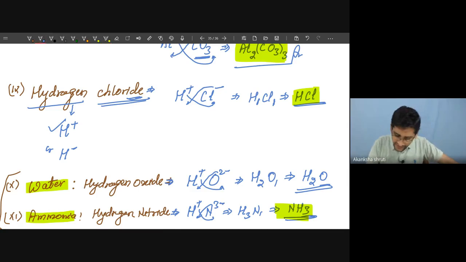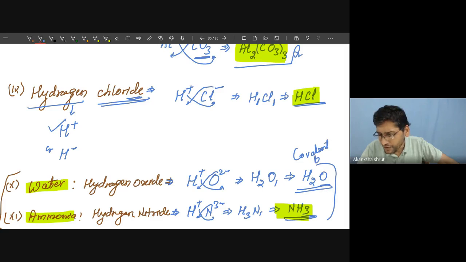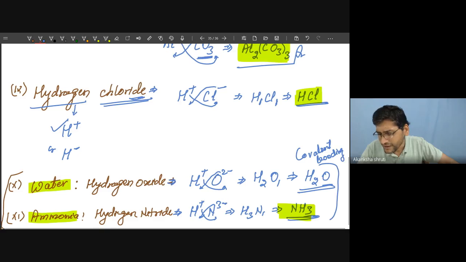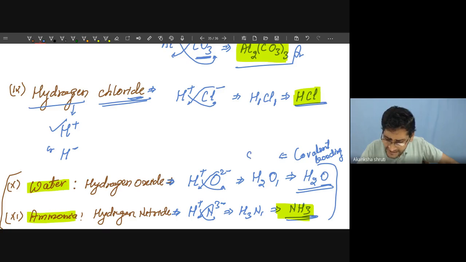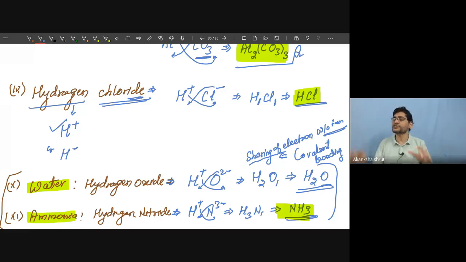The thing is that these are formed by sharing. It is covalent bond basically. Covalent bonding. What is this covalent bonding? There is no ion, rather there is sharing of electrons without ion. So here ions are not formed. But for your understanding, this thing can also be understood in terms of ions. It also gives the same result. That's why I have taken like this.